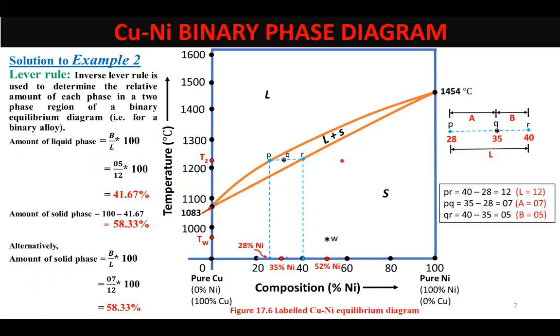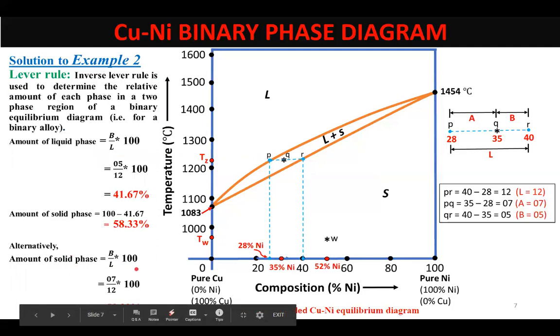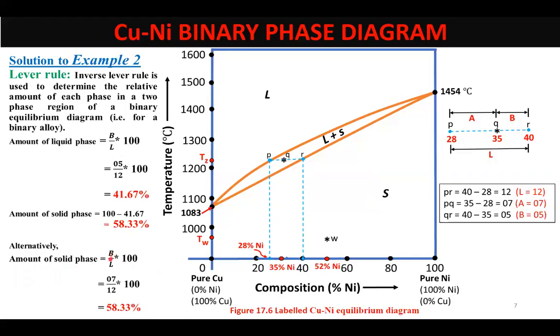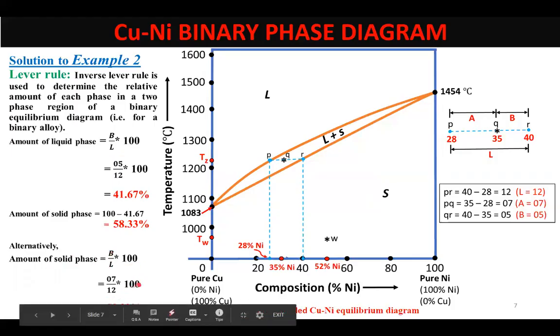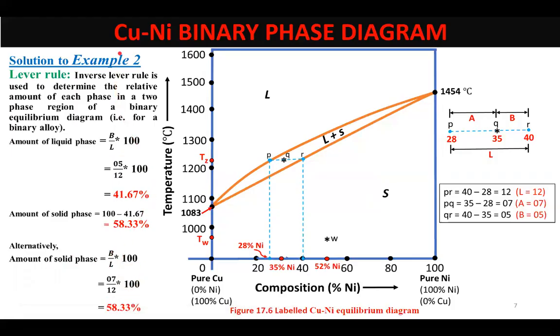The same has been shown on the next slide. So you can see that the amount of liquid phase, which is on this side, is B by complete L into 100, which comes out to be 41.67%. Now the amount of the other phase is 100 minus this 41.67, or you can again apply the rule for it. Students, I've written it wrong over here. It should be A by L into 100. So that again comes out to be 58.33.